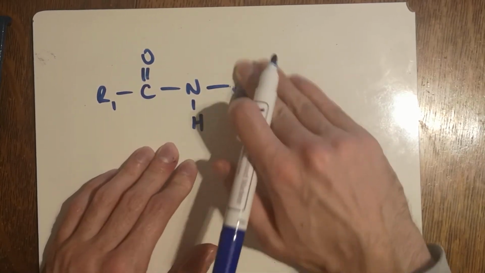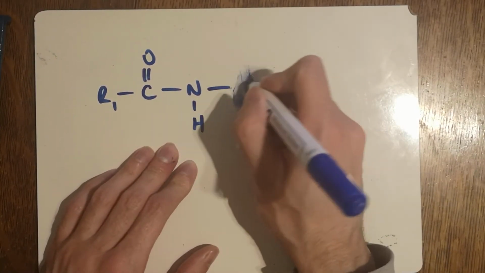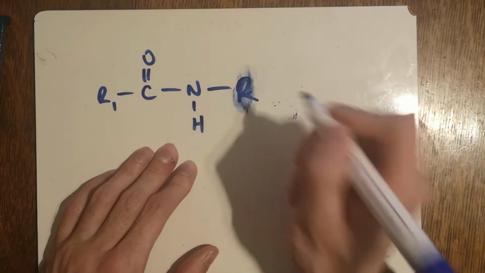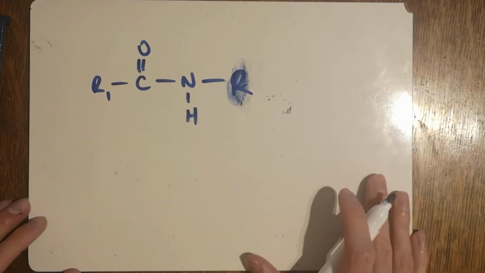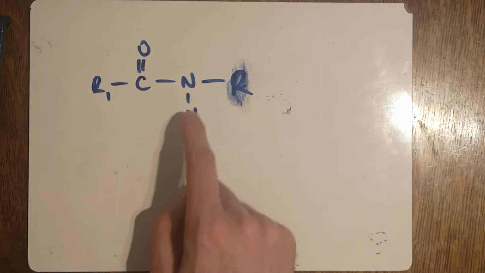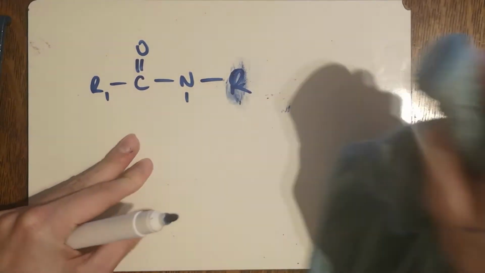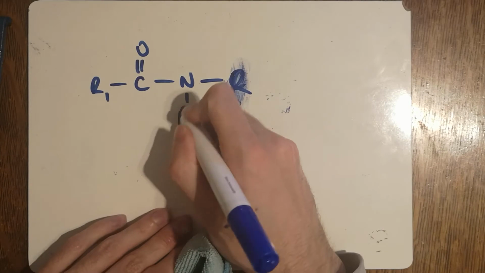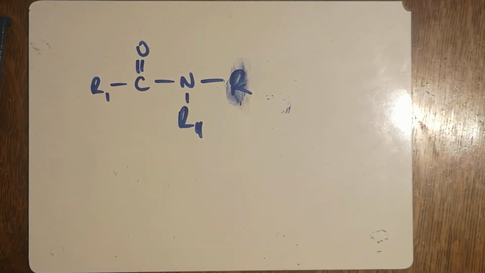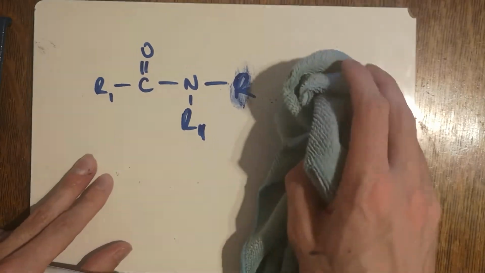So secondary is where we start to put a carbon in. So put carbon, I might just put R instead. And then a tertiary amide would have this hydrogen replaced by an alkyl chain as well. So the R's in this are just standing for alkyl chains. So we need to identify which ones of these is a secondary amide.